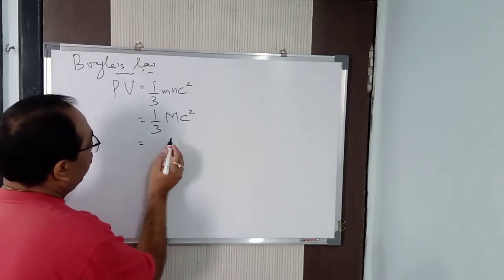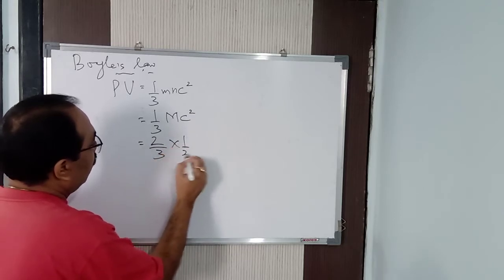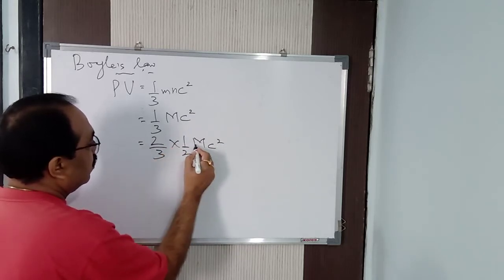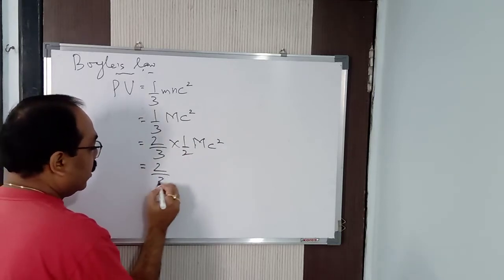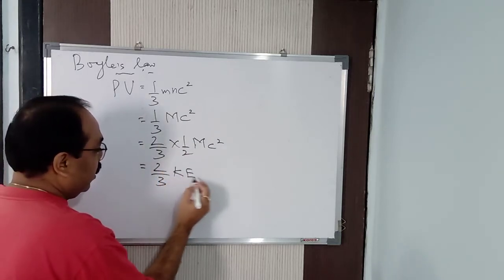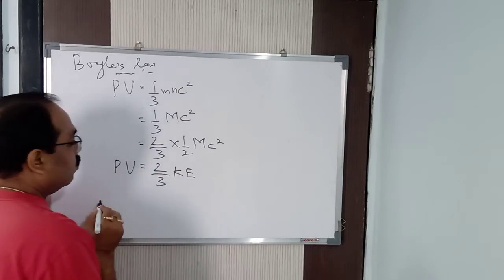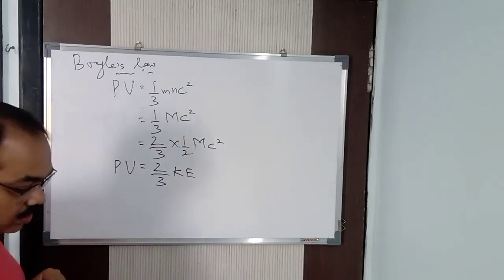Now this equation I can also write as 2 by 3 into half mc square. It is the same, the 2 cancels, leaving 1 by 3. Why did I write it this way? Because half mc square is kinetic energy. So PV is equal to 2 by 3 Ke.